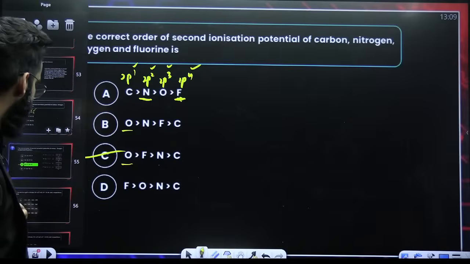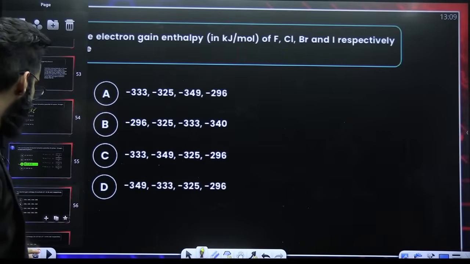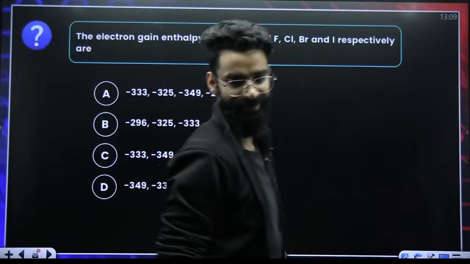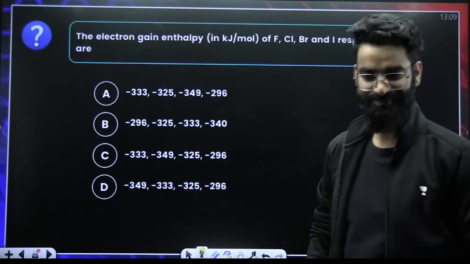Someone is saying option D. I told you option C, still you are saying option D. Okay, you write option D in your exam.